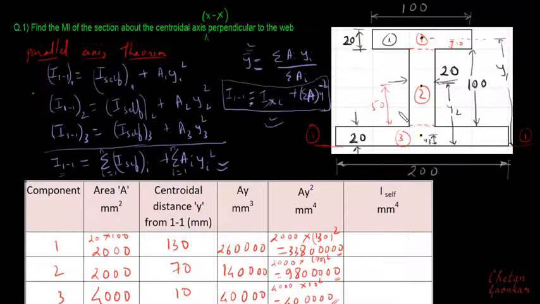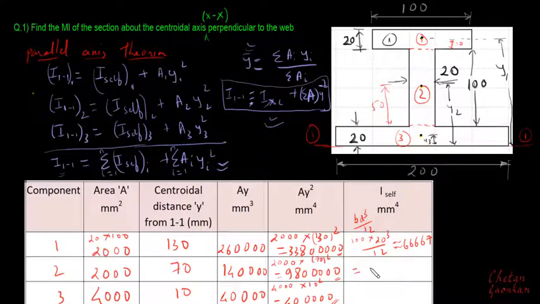So I self of the first component will be bd cube by 12. So b here will be this term, 100 multiplied by 20 cube by 12. So this term I self should be bd cube by 12. For the first component it will be 100 multiplied by 20 cube by 12, and that value should be equal to 66667. Of course this will be an approximate value.